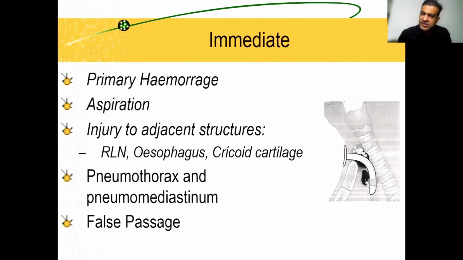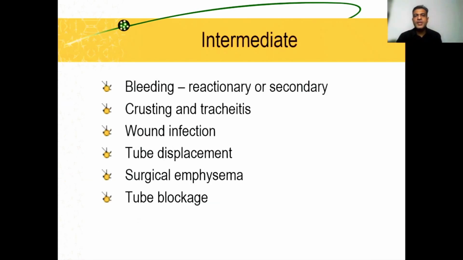There is also a chance of false passage, mostly in obese patients. In this case, as shown in the figure, the tracheostomy tube may not go into the trachea, but may go anterior to it, and then it can lead to a false passage. And if we start ventilating in a false passage, the patient will go into subcutaneous emphysema.